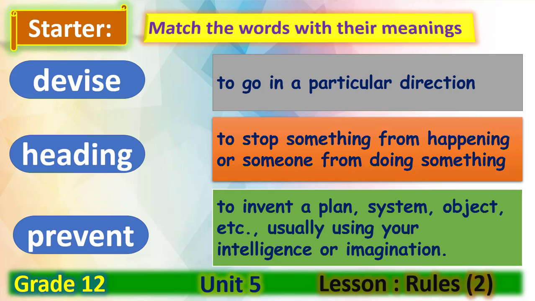Welcome back, my dear students. Now let's check your answers. We have 3 words on your left: devise, heading, prevent. What does devise mean? Devise means, excellent, to invent a plan, system, object, etc., usually using your intelligence or imagination. Heading means to go in a particular direction. The last word, prevent, means to stop something from happening or someone from doing something. Good.